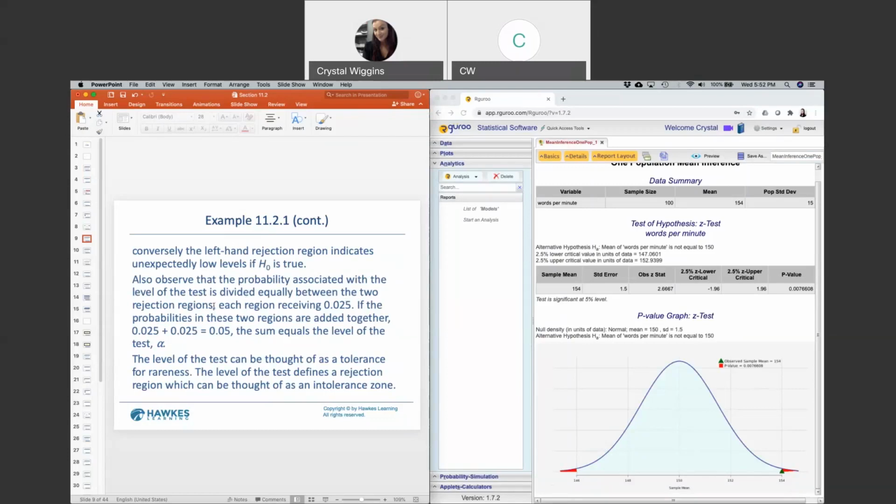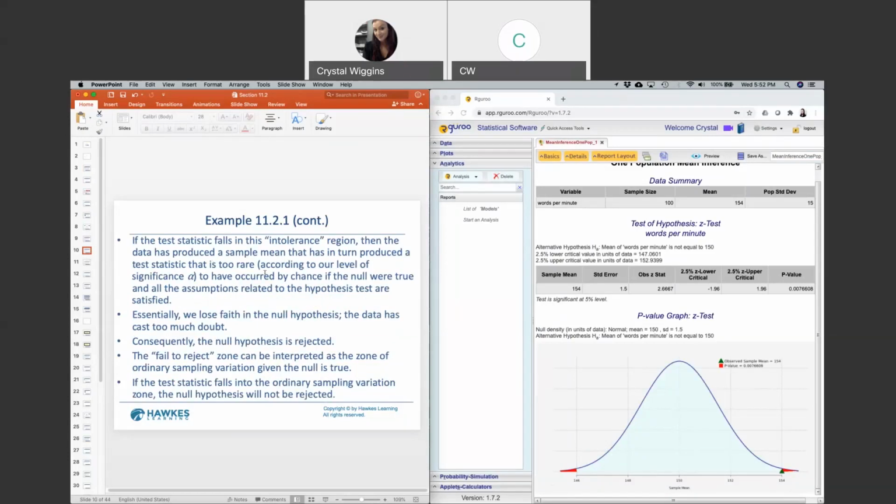So that's saying that the 0.05 alpha level was divided by 2. That's where we got 0.025. And that is the area on the left side, and equally that is the area in the right side for those rejection regions. The level of the test can be thought of as a tolerance for rareness. The level of the test defines the rejection region, which can be thought of as an intolerance zone. If the test statistic falls in the intolerance region, then the data has produced a sample mean that has in turn produced a test statistic that is too rare.